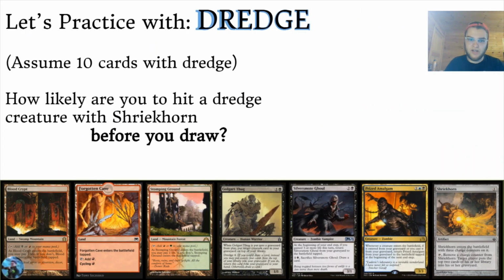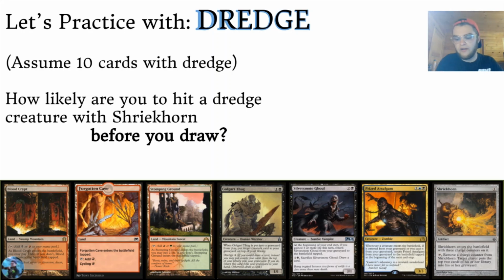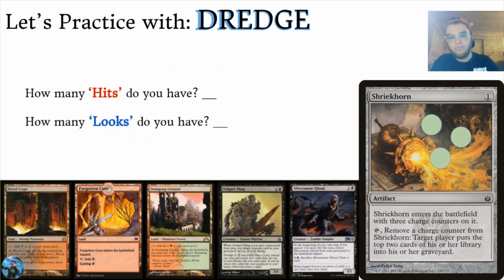Now let's practice with dredge. Let's assume we have 10 dredgers in our deck, and of course we're on the play. How likely are you to hit a dredge creature with Shriekhorn before you draw? All right, I'm going to encourage you to pause here. Use your calculator. Think about how are we defining a hit? How are we defining a look?